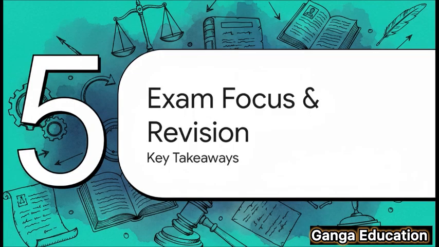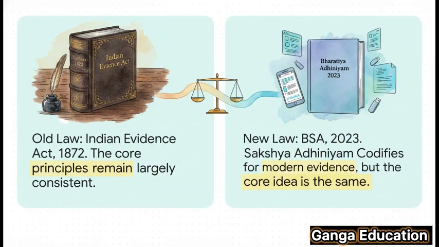Okay, let's move to our final segment, which is all about your exams. Here, we're going to summarize all the crucial points that you absolutely need to remember. With the new criminal laws, you might be wondering what's changed. Well, we used to have the Indian Evidence Act of 1872, and now we have the Bhartiya Sakshya Adhiniyam 2023. But listen carefully. The core principle of Section 141, the judge's control over admissibility, is exactly the same. The fundamental idea hasn't changed. The new act simply modernizes the procedures, especially for things like electronic evidence.